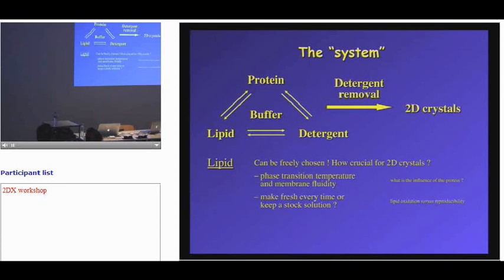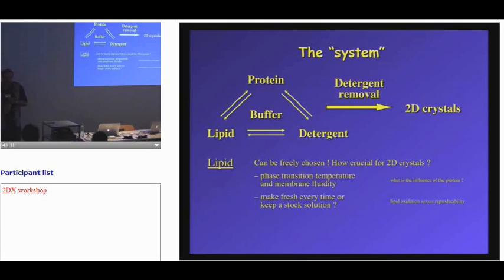So all of you probably have made 2D crystals. Who is making lipids fresh every time? Hands up. Okay. Who uses a stock solution? Who gets reproducible crystals? Who doesn't get reproducible? There's no clear correlation. I would like to tell a story from Vincent's lab.